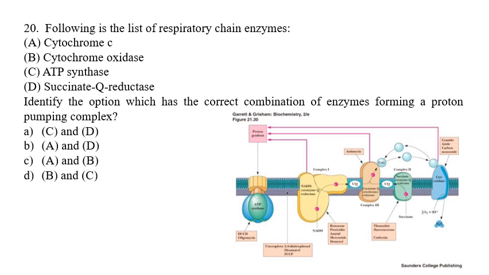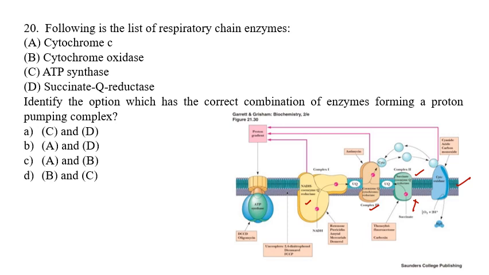Complex 1, which is called the NADH dehydrogenase complex. Complex 2, which is called the succinate dehydrogenase complex. Complex 3, which is the cytochrome C complex, and complex 4, which is the cytochrome C oxidase complex. Among these 4 complexes, only complexes 1, 3 and 4 can pump protons and they form the proton pumping complex, while complex 2 does not pump any protons. So complexes 1, 3 and 4 will form the proton pumping complex.